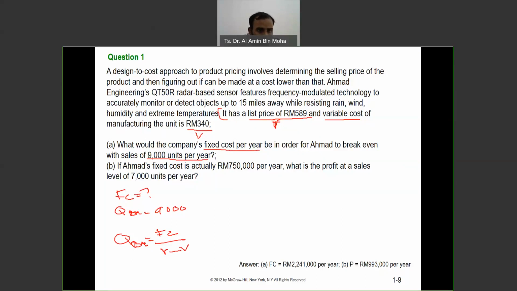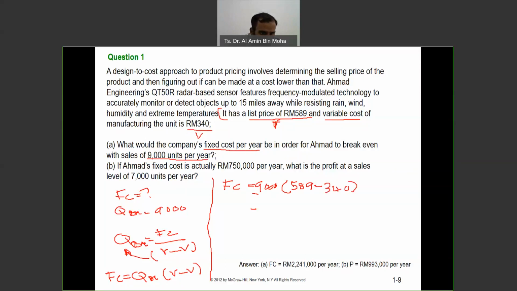So we can just play around with this formula to get the value. Now we want fixed cost. So this is going to multiply with this, right? So the fixed cost would be QBE multiplied with the difference between R and V. Okay, so we just put in the information that we want. Fixed cost equal to quantity, now 9,000, multiplied by R, 589 minus V, variable cost 340. You can solve this and you're going to get the answer. Hopefully you're going to get this answer.